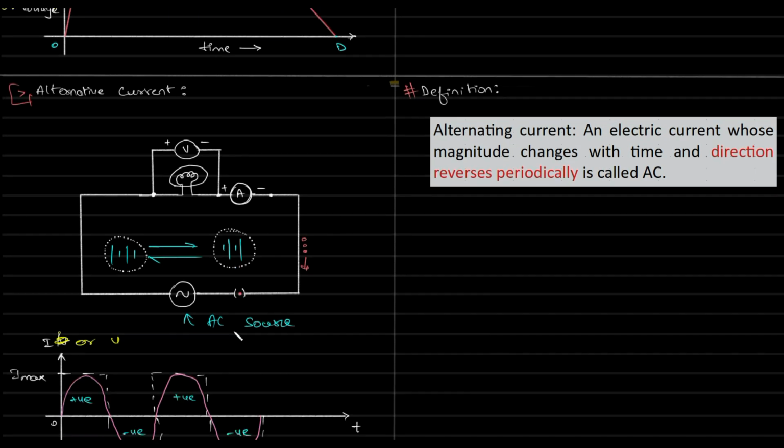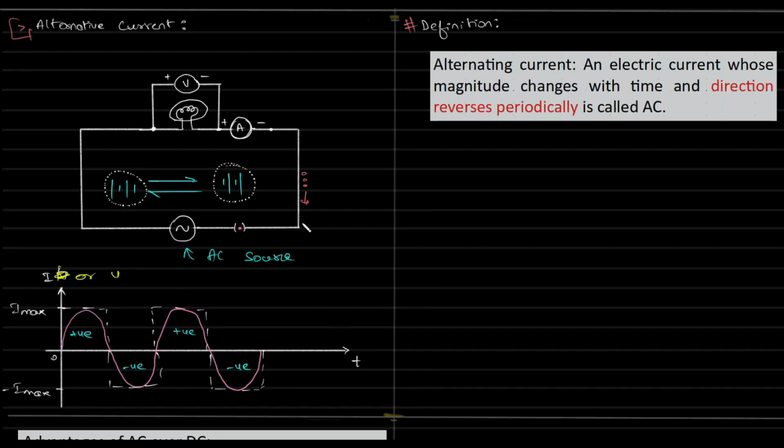In AC, this happens: it's a back and forth movement of electrons, so that we can talk in terms of frequency. Let me just change this so that there's no confusion. Here in AC, we can talk in terms of frequency.